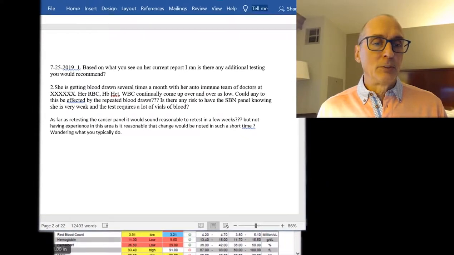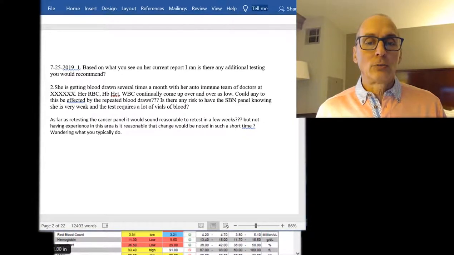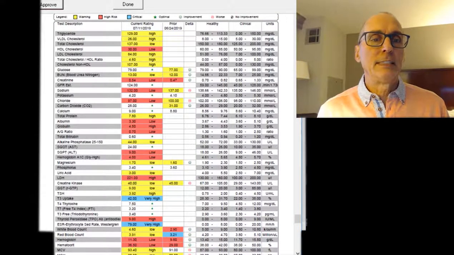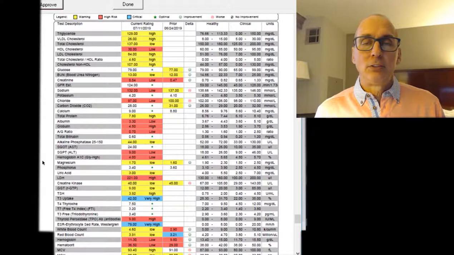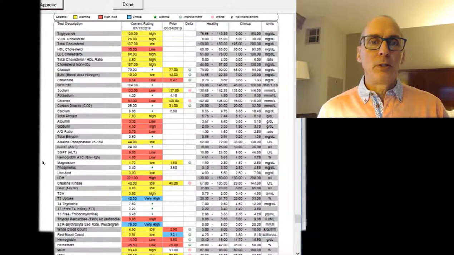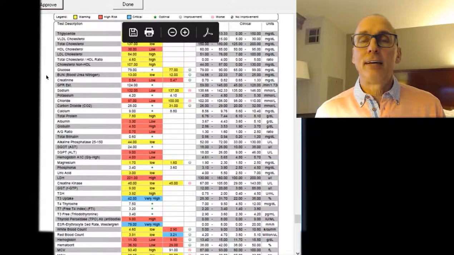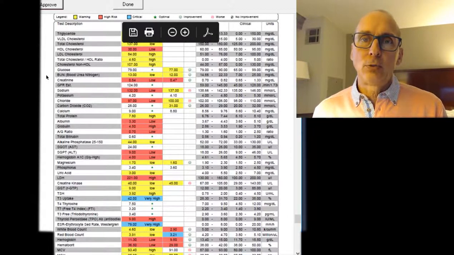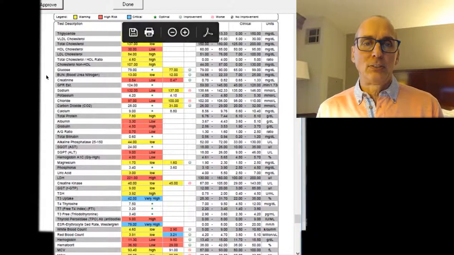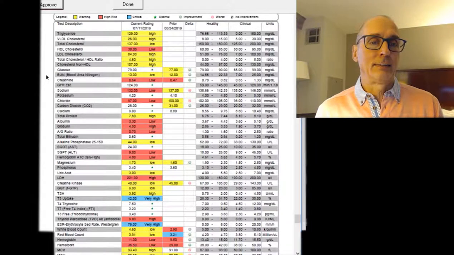Let's go right to the labs. And the doctor's wondering, when should she retest? She's fairly new to this world of nutrition and just wonders what I would do. Well, the testing was on 7/11, and today is 7/25, or July 25th, 2019. The testing was done on July 11th, 2019.